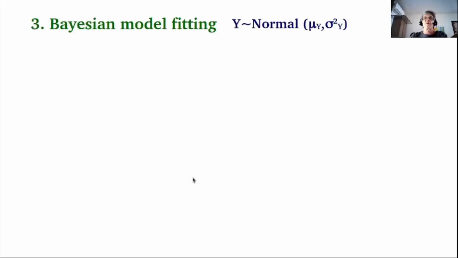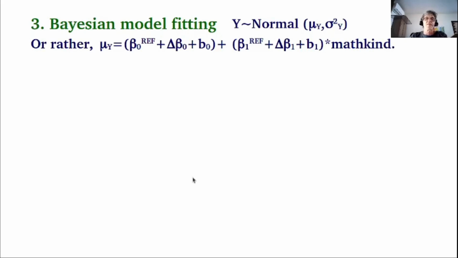So in terms of the Bayesian model fitting, the model is the same as before. Here we have the population level effects. Here we have the differential between the intercepts between the reference sex and the other sex. Here we have the population level slope, and the differential for the reference sex and the differential for the other sex. And here we have the group level effects.